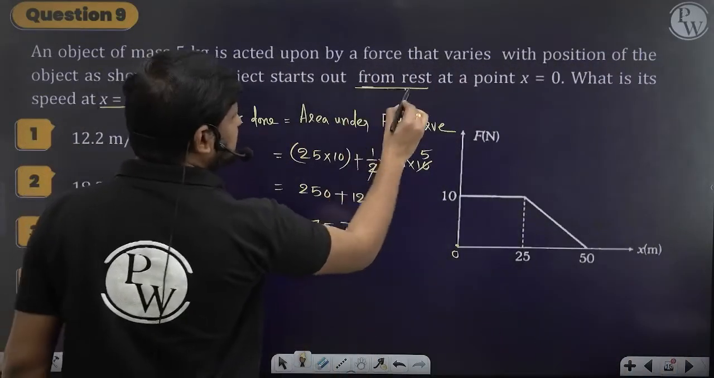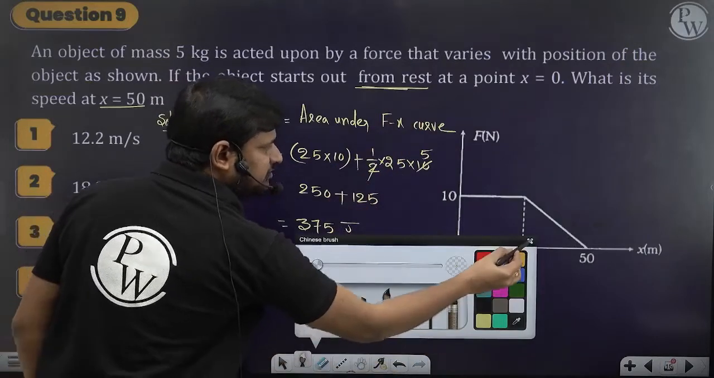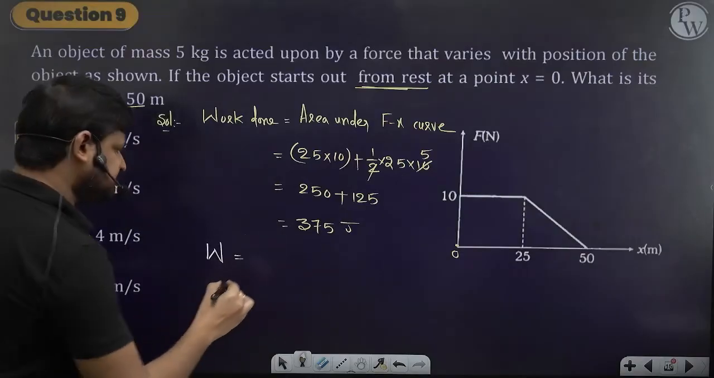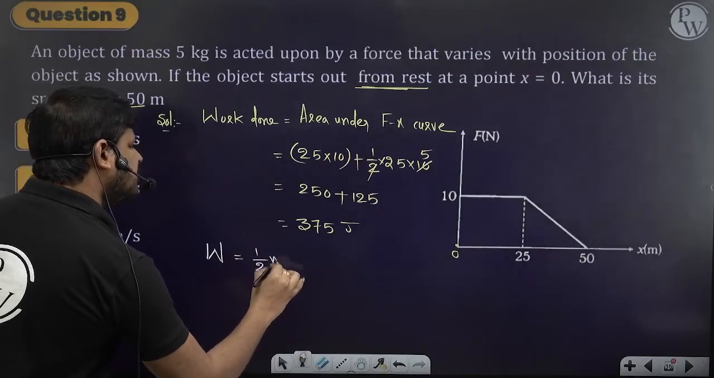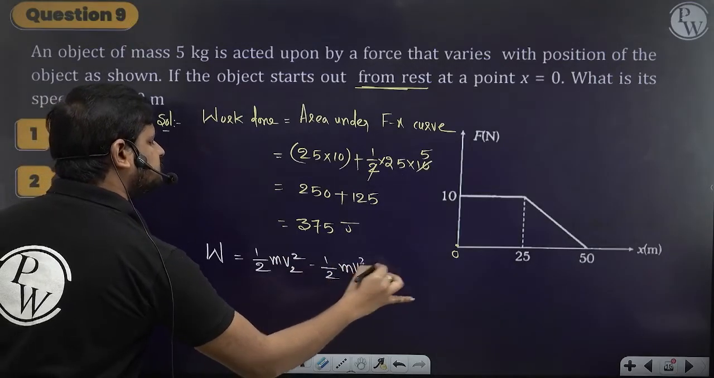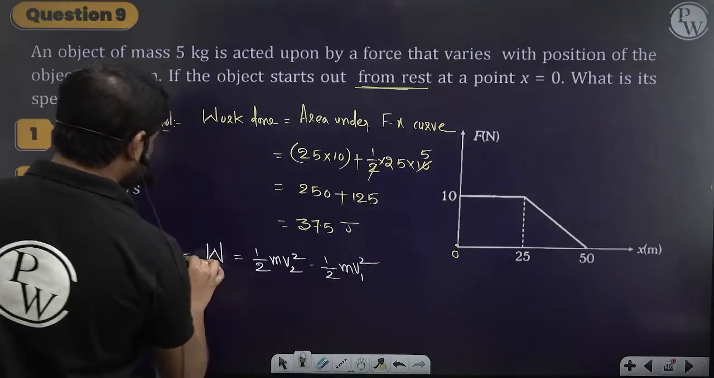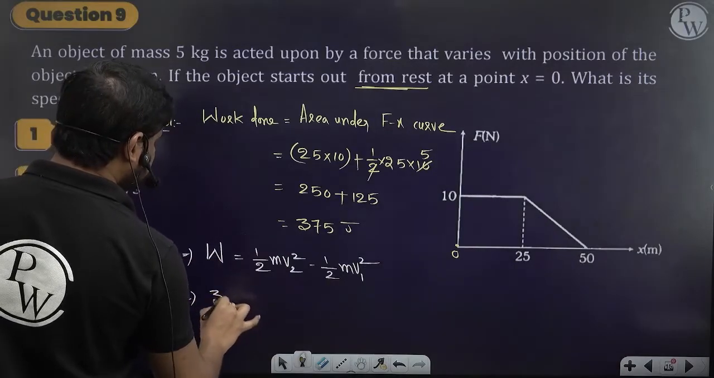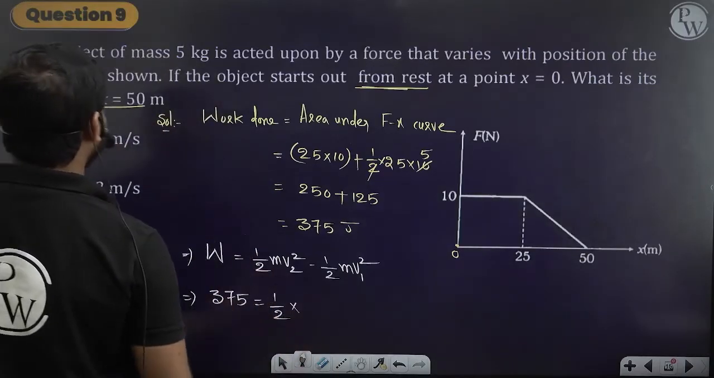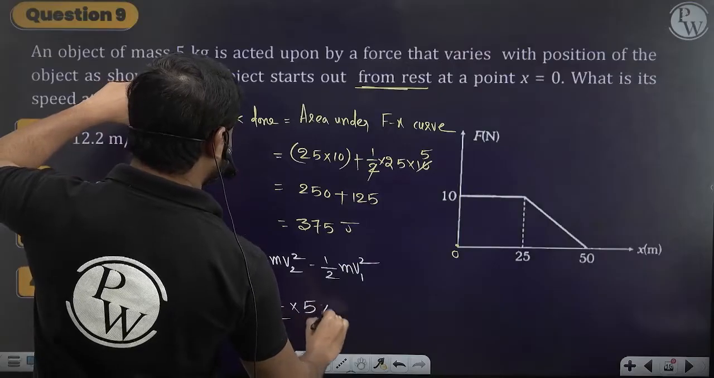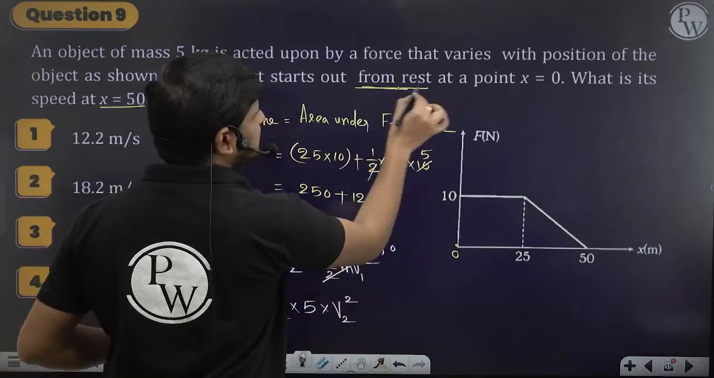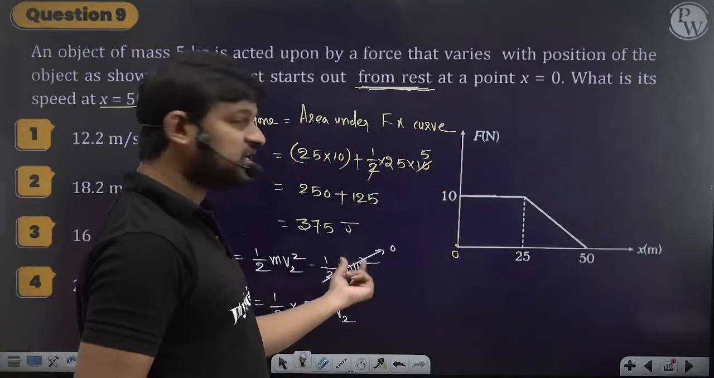So if it starts from rest, let me use the work-energy theorem here. The work done is equal to the change in kinetic energy. So what is the change in kinetic energy? Half m v2 squared minus half m v1 squared. The work done we already know, which is 375 joules. Half into the mass, what is the mass of the particle? 5 kg, into v2 squared, which we have to find, and v1 is 0 because the particle starts out from rest.